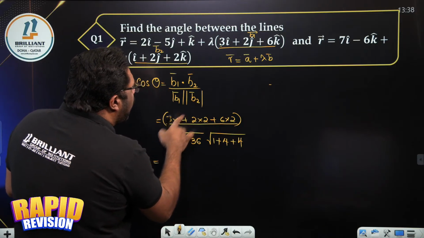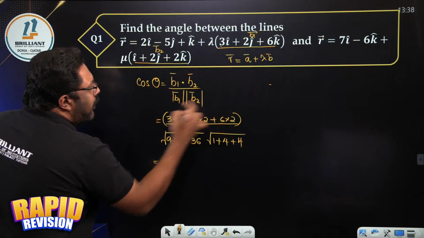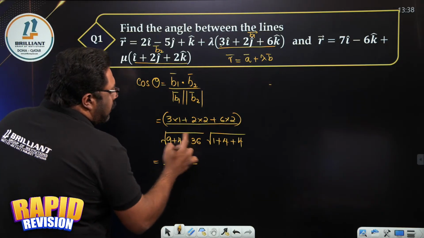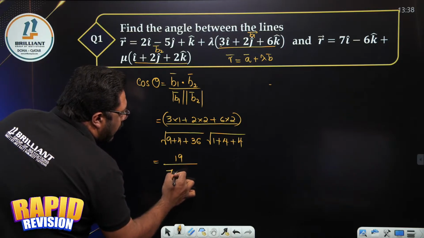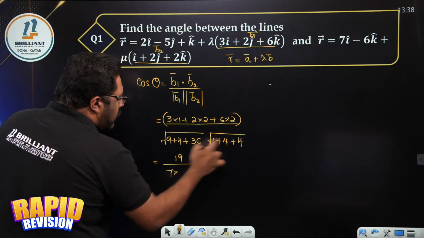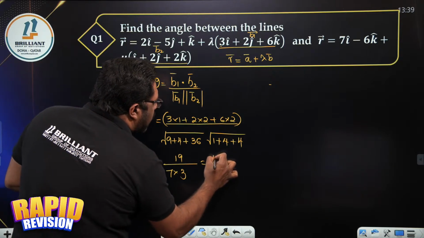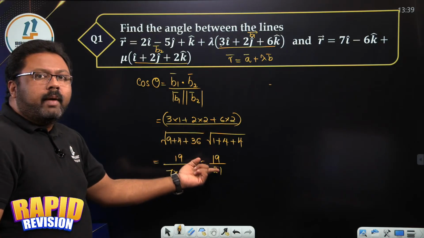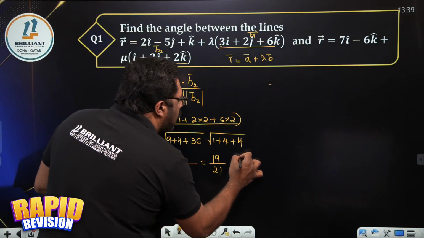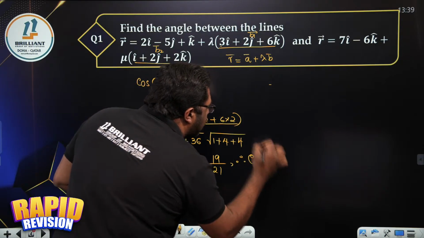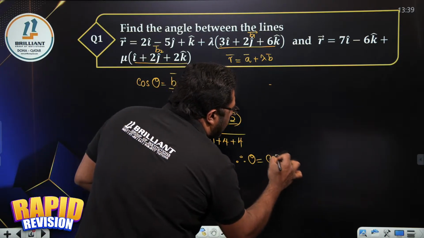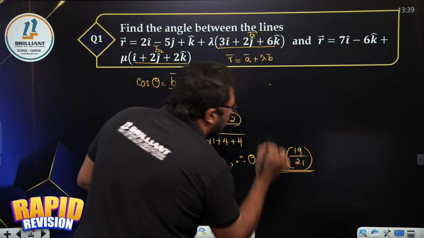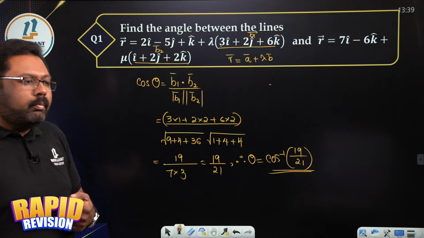Okay, just multiply and add it up. So you have 3 plus 4, 7, 7 plus 12, 19, by root 49, which is 7, and root 9, which is 3. So the answer is 19 divided by 21. Therefore, what is my angle between the two lines? Theta is cos inverse of 19 by 21. Cos inverse of 19 by 21.